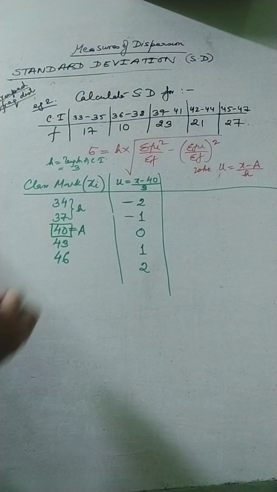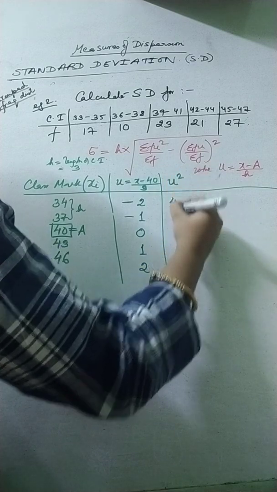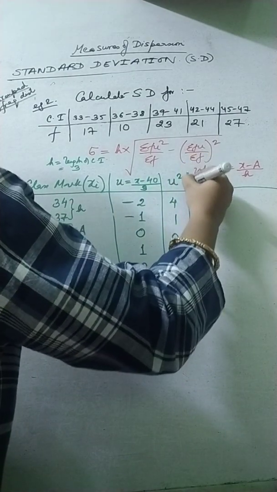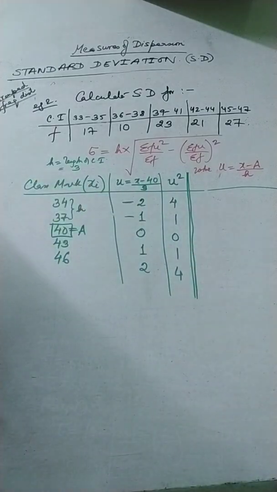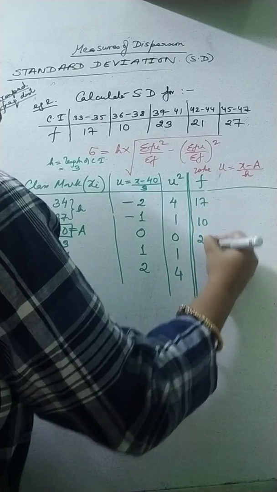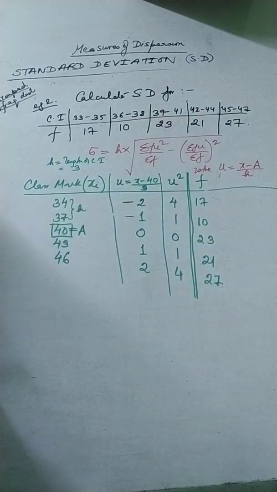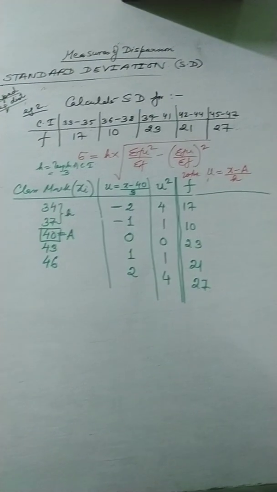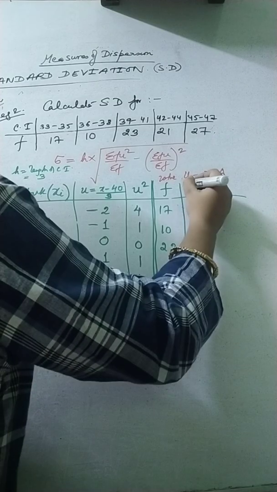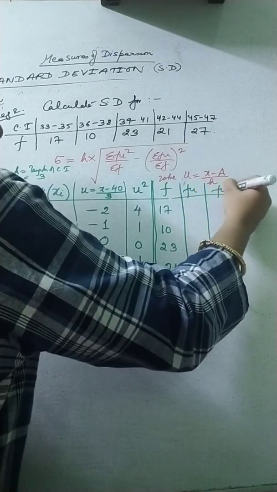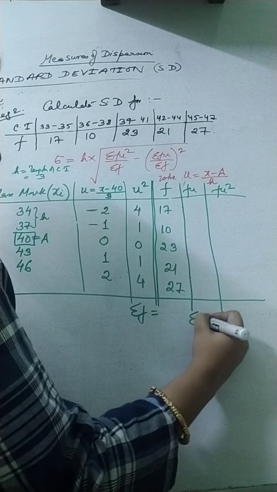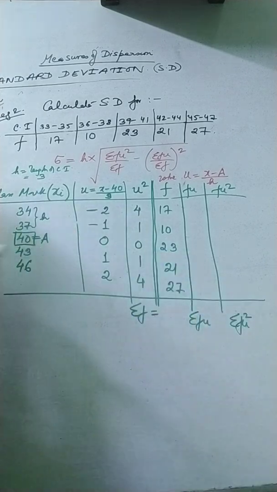Next, what do we need? U squared you can do here itself. U squared is 4, 1, 0, 1, 4. Then you can write your f, which is already given in the question. Yes, f values are 17, 10, 23, 21, 27. We need summation f, summation fu, and summation fu squared. So the next column is f into u, and the next column is fu squared. Drawing a line over here, we will write summation f here, summation fu here, and summation fu squared here.